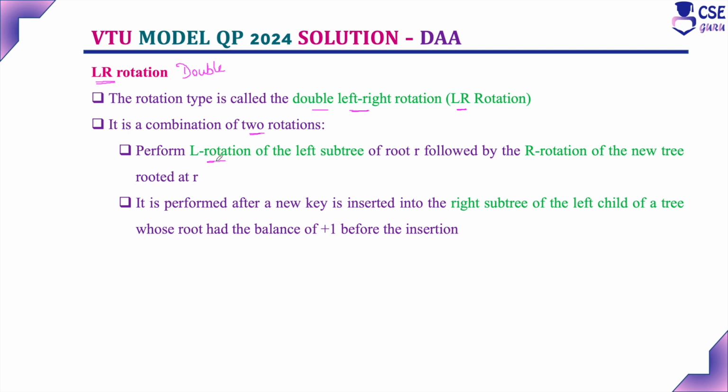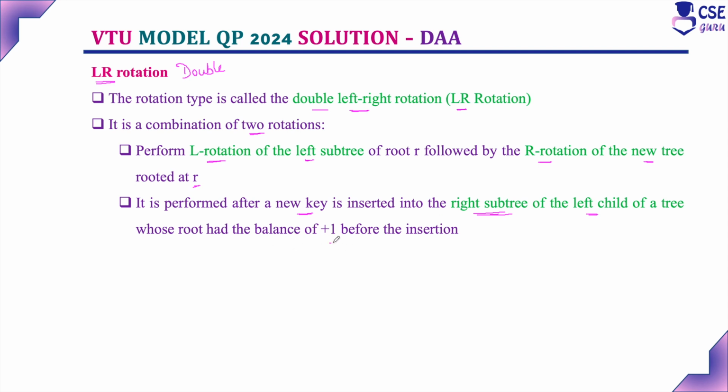Perform L rotation of the left subtree followed by R rotation of the new tree rooted at R. Here, whenever you are inserting a new key into the right subtree of the left child, that is, if you are inserting a new node at the right subtree of the left child, the balance factor will get affected.